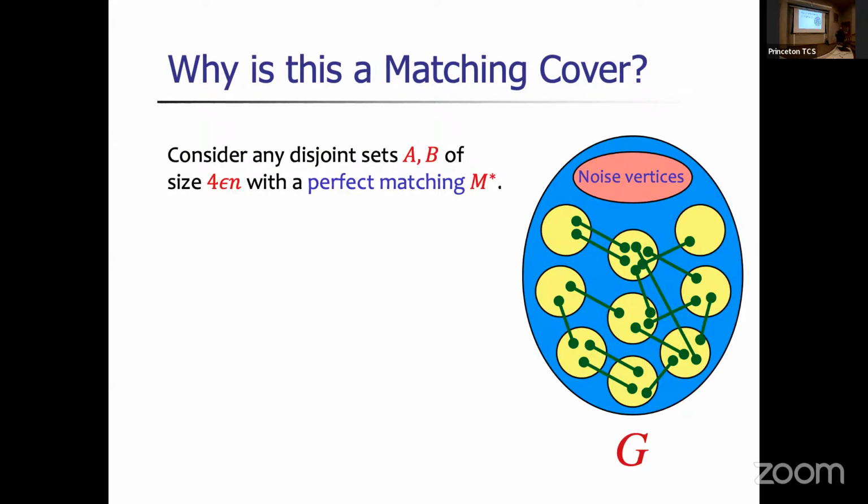So now it's a simple exercise to show that this is going to give us something which is going to be a 4 epsilon matching cover of the original graph. Okay. So what do we want to do? We want to say, let's look at any two sets A and B of size 4 epsilon n, which have a perfect matching between them. We want to show that our cover hits these sets.